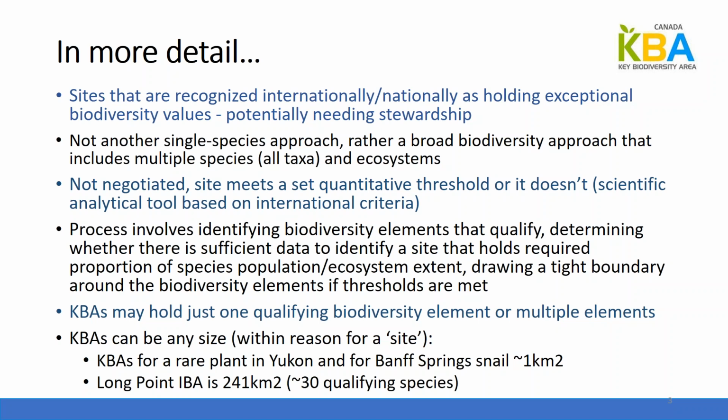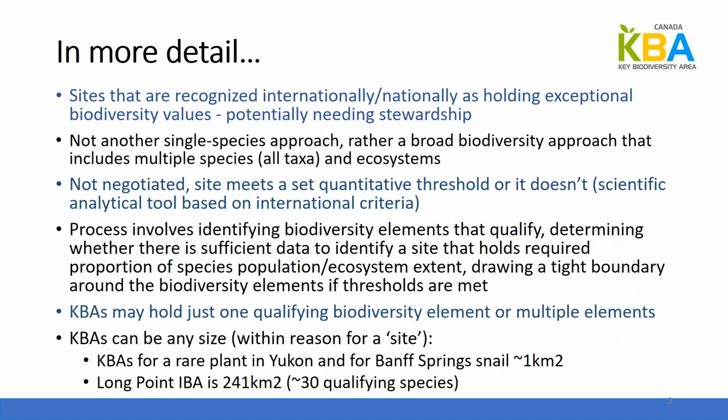So these are sites that disproportionately contribute to the persistence of species or ecosystems that may be threatened or may just be very rare in the world. It's not another single species approach. It's a broad biodiversity approach. I've told you what it can capture, and it addresses all taxa. So we've been identifying sites across Canada for little tiny bugs that no one's heard of, for lichens, and then for the species that often get a lot of conservation attention, such as caribou and birds, for example.